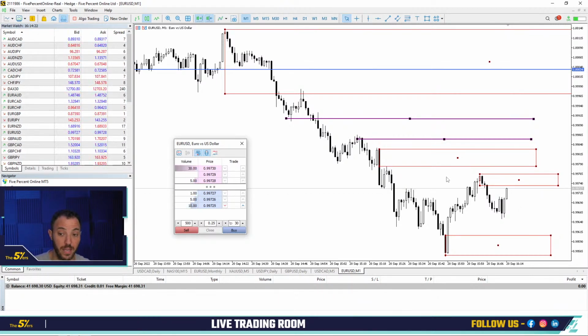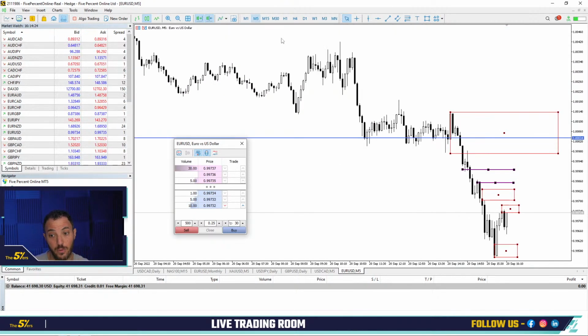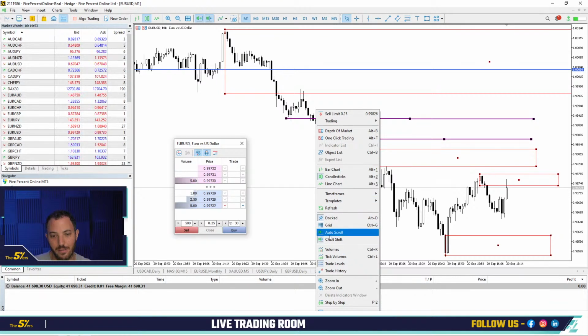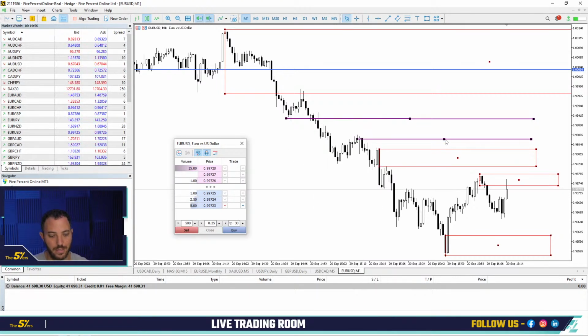Now we need to wait for a new setup. What might happen might be the scenario I drew before, that we have a leg lower and then a continuation higher. So this might be the leg lower, the one I was trying to catch before we get a new leg higher. So let's clean this a little bit and let's wait for another setup.